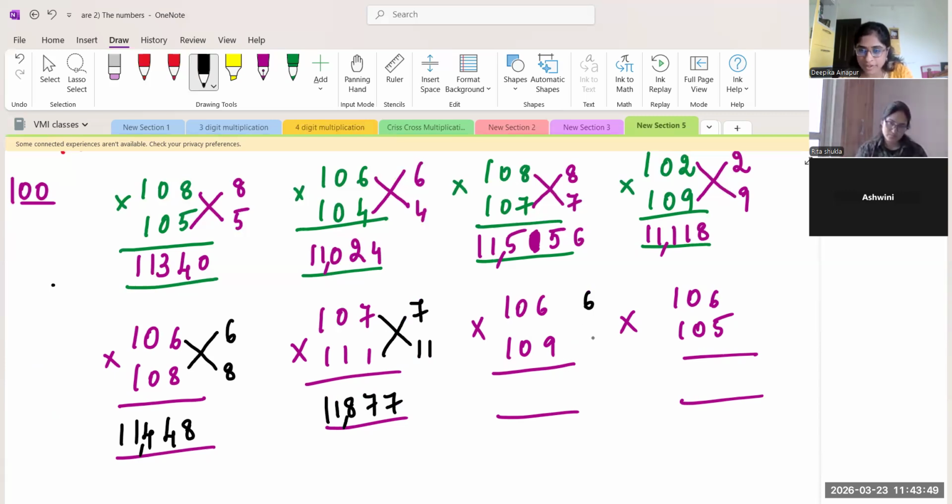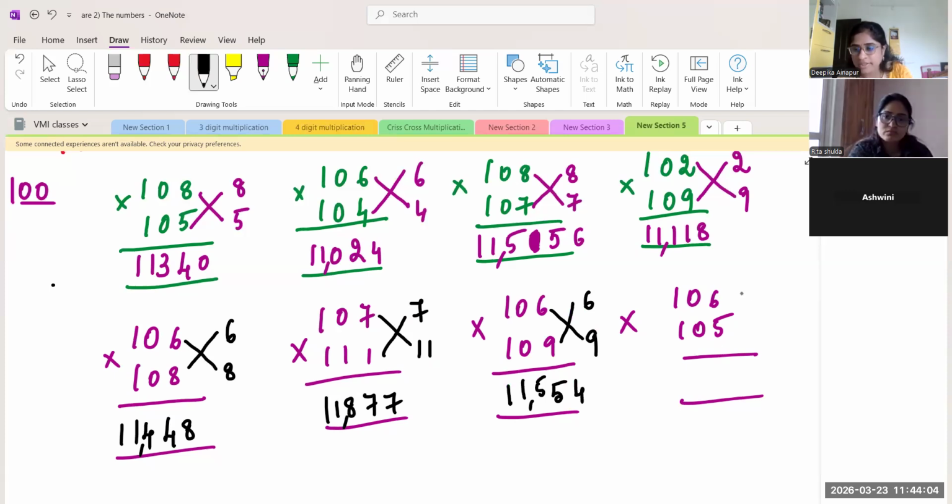106 minus 100 is 6. 109 minus 100 is 9. 9 sixes are 54. And then 106 plus 9 is 115, or 109 plus 6 is also 115. So 11,554 is the answer.